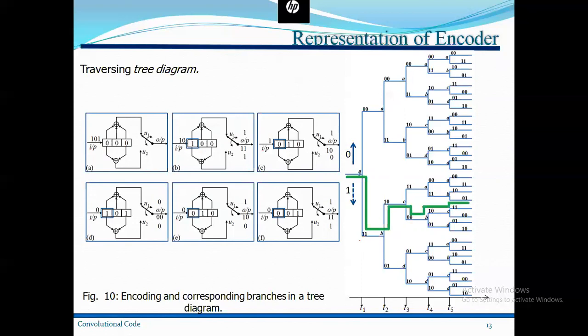So this is the method we use to encode the convolution coder. And we also learned the representations: one is the tree representation, the trellis representation, and the other one is the pictorial representation or the state diagram representation. These three are important in convolution decoding as well.